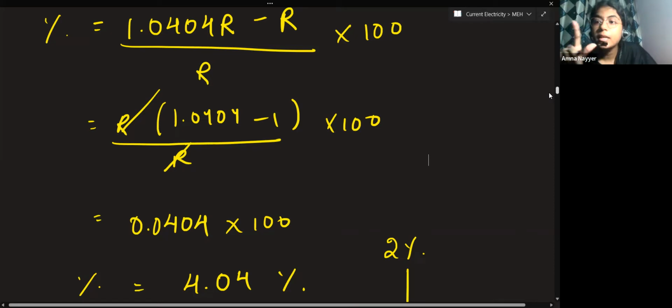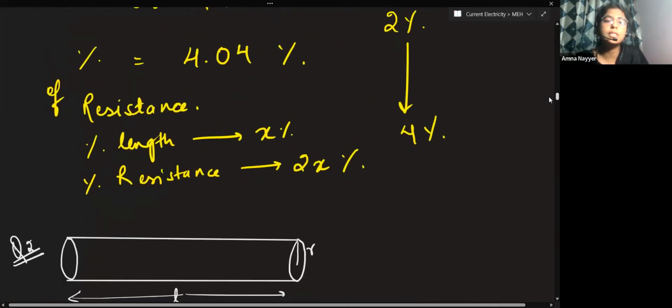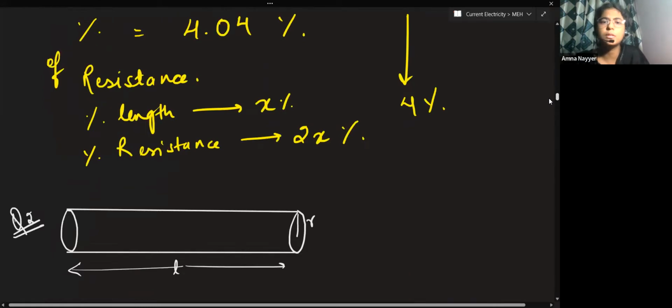It's like density. Even if you take a very small droplet of water, the density of it will be 1000 kg per meter cube. And even if you take the whole ocean of water, the density of water will be 1000 kg per meter cube. That's the case of resistivity. It's a material dependent property. So don't get confused about resistivity. Note down this portion as well.